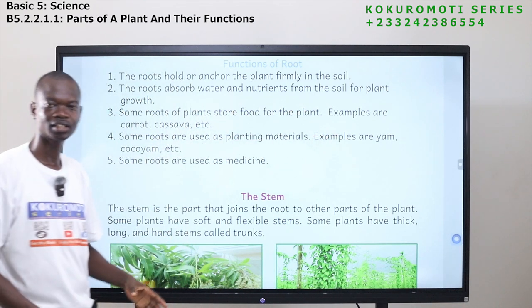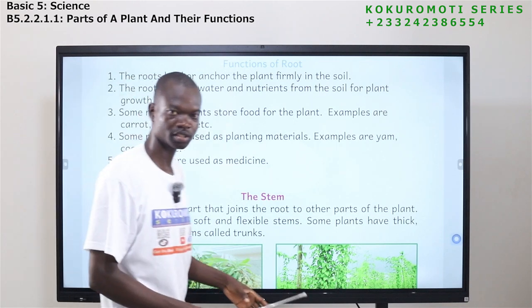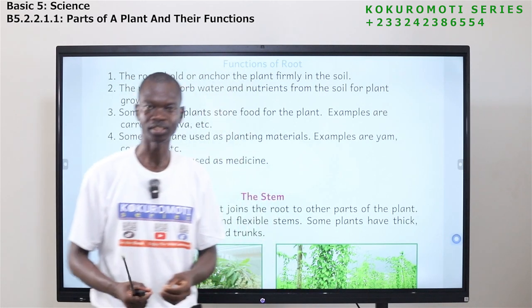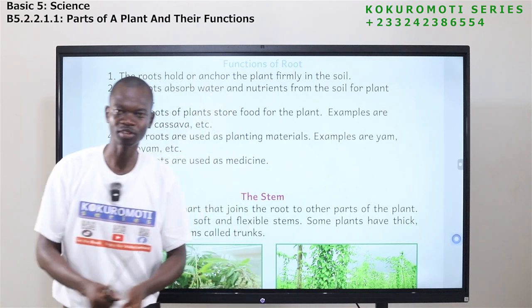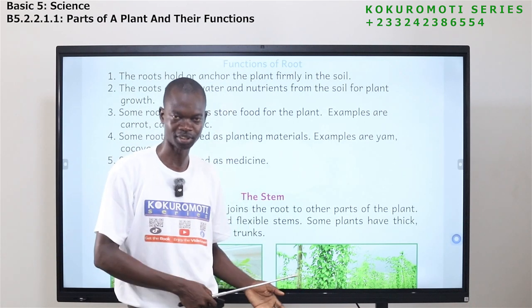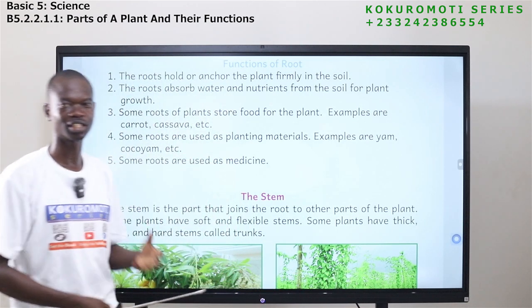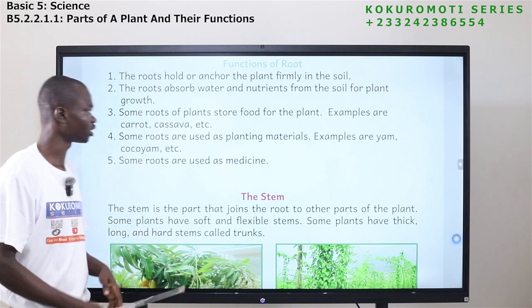You see, there is water in the soil. The soil also contains nutrients. So the part of the plant that absorbs the nutrients and the water is the roots. Okay, so the roots help the plant to get water and nutrients.